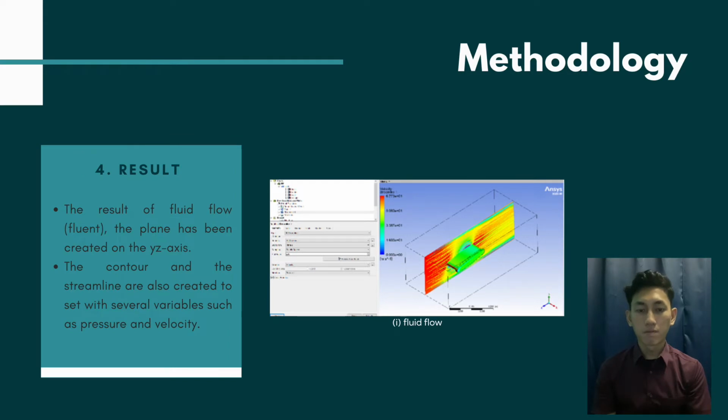Lastly is the result. As a result of fluid flow, the plan has been created on the YZ axis. The contour and the streamline are also created to set with several variables such as pressure and velocity. The data was collected in the resulting process. The result was compared between two types of winglets.